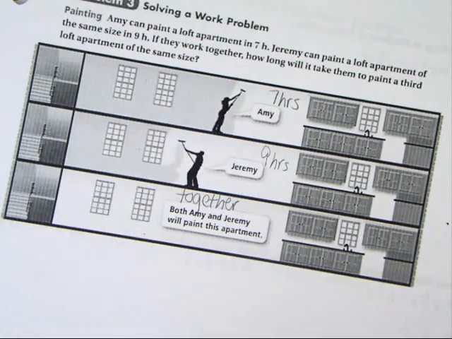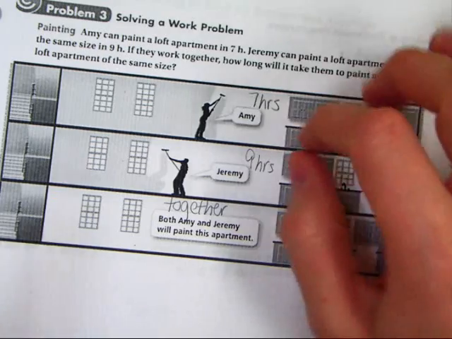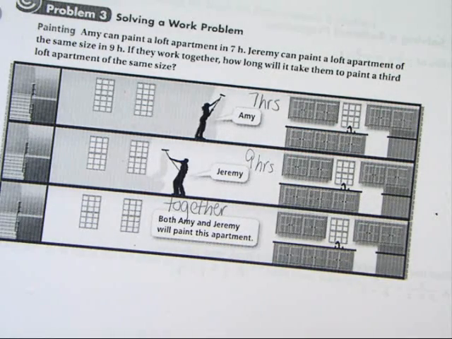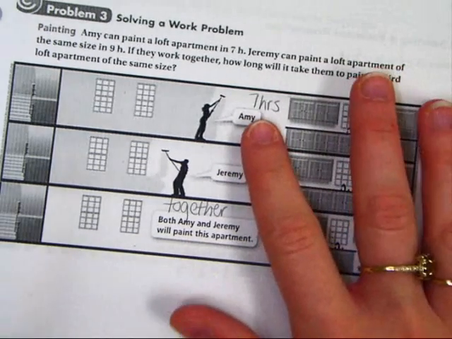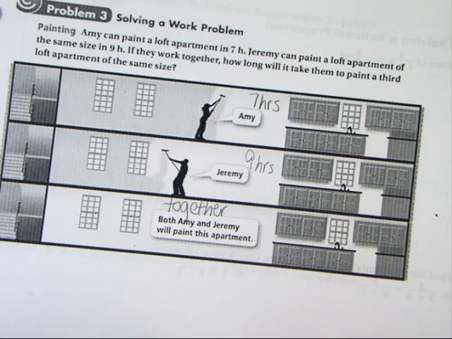This is a really neat problem. Now what you should understand is a lot of students will try to tell me that it's going to take them 8 hours. They say, well, if it takes Amy 7 and it takes Jeremy 9, then we just average it and it should take them 8 hours. But that's not the case, guys. If Amy's doing it alone in 7 hours, Jeremy's going to help her speed up. He's going to take some of her work. So it's going to be below 7 hours.